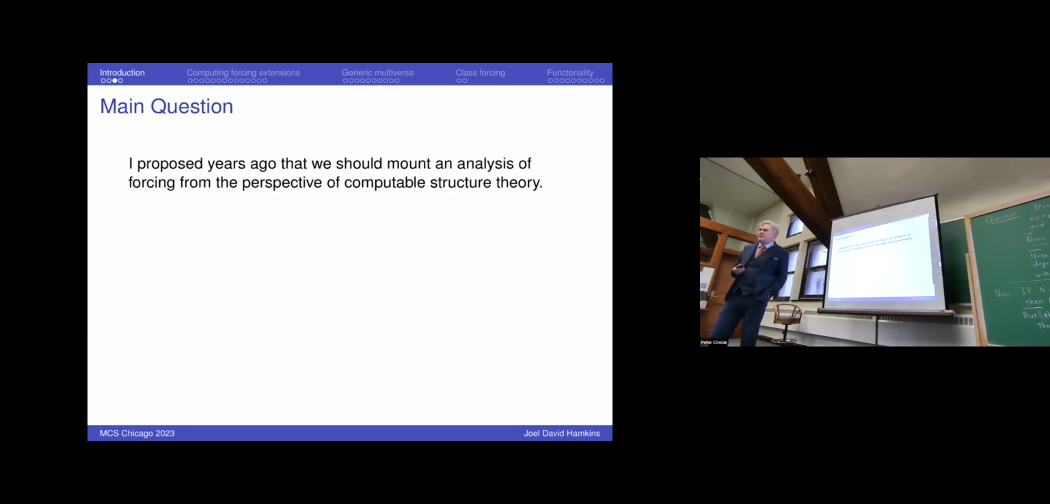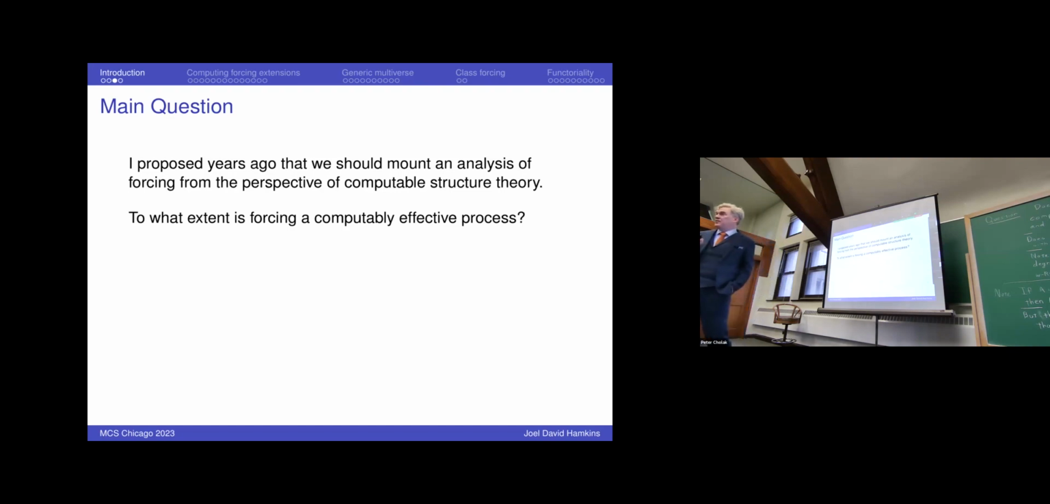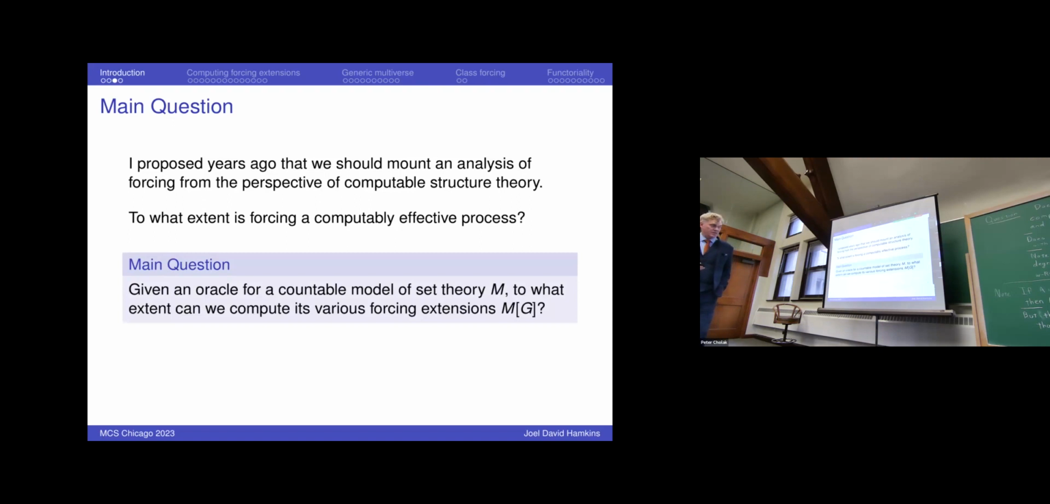The question that I want to address is something that I proposed years ago: that we should mount an analysis of forcing from the perspective of computable structure theory. I want to do the computable model theory of models of set theory, particularly thinking about forcing. To what extent can forcing be seen as a computationally effective process? That's the main theme of the theorems. To make it more precise: given an oracle for a countable model of set theory M, to what extent can we compute its various forcing extensions M[G] to produce oracles for those forcing extension models?